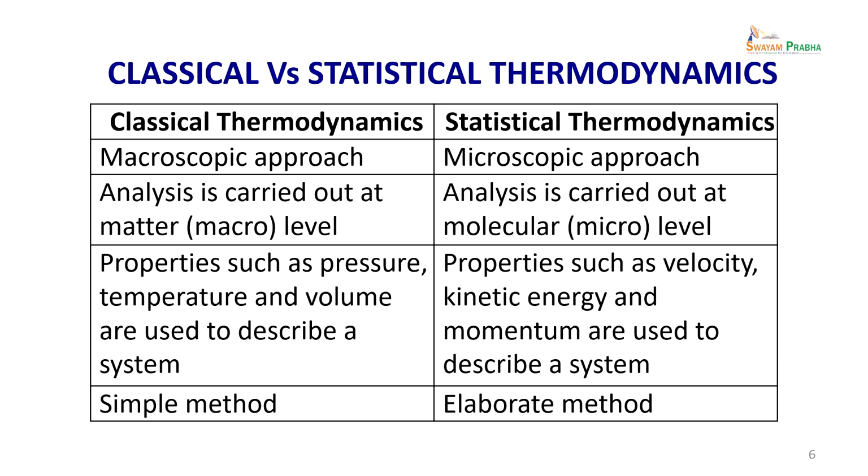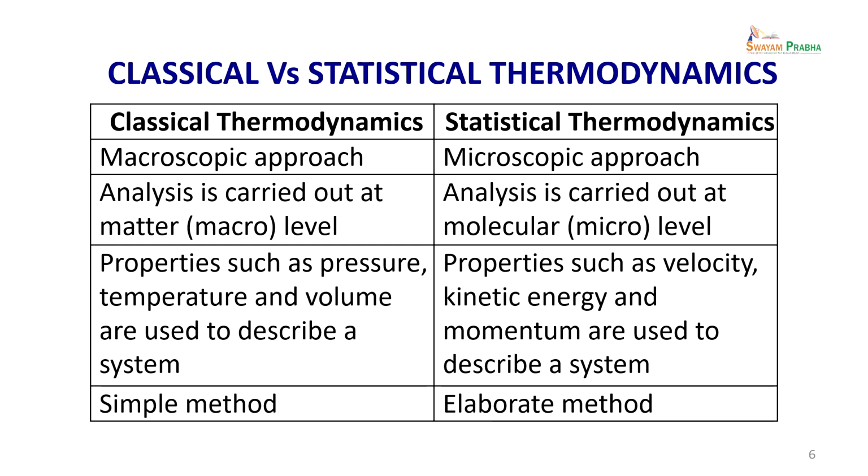Macro, as the name indicates, is not at a minute level, it is at a large level. Micro is something which is at a micro level. So, in the macroscopic approach of thermodynamics, that is the classical thermodynamics, the analysis is carried out at a macro level, that is at the matter level, whereas in the microscopic approach or statistical thermodynamics, the analysis is carried out at the molecular level.